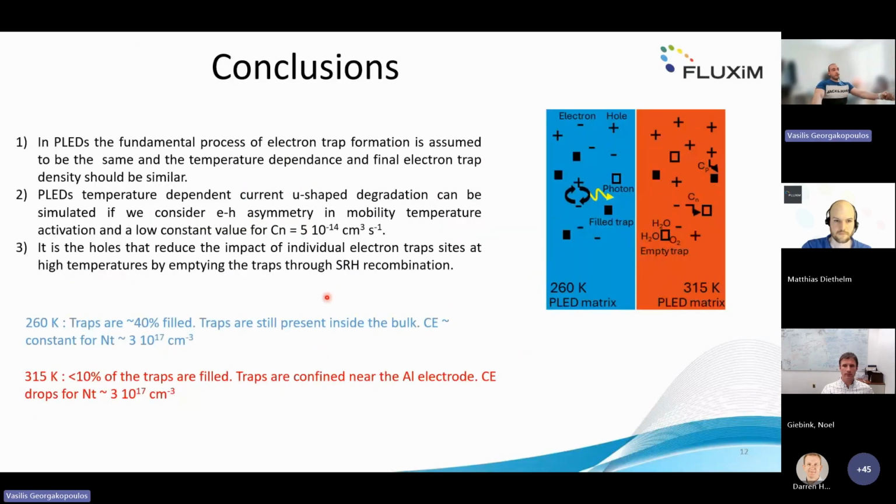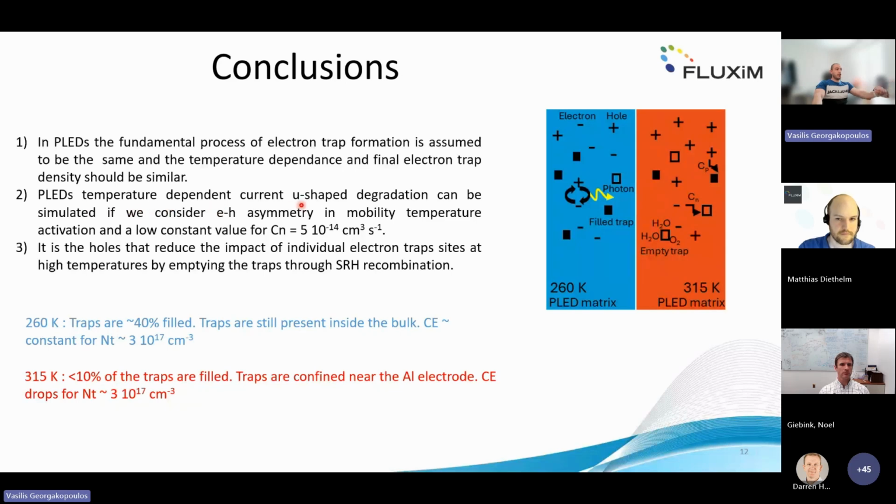So finally, as a conclusion, what have we learned? In PLEDs, the fundamental process for electron trap formation can be the same as in electron-only devices. The only thing that we have to do is make some assumptions. It's assumed that the temperature dependence and the final electron trap density should be the same as in the electron-only device. So basically, we can assume that the fundamental process doesn't change, and then, by adjusting this capture coefficient, we can generate meaningful results for the PLED also.